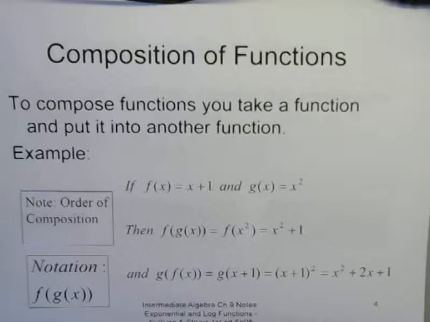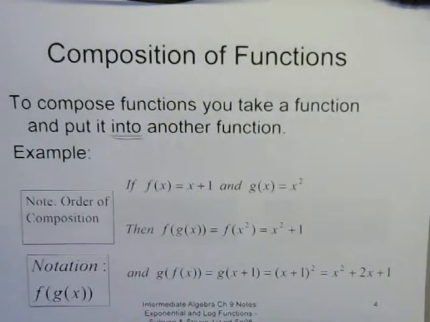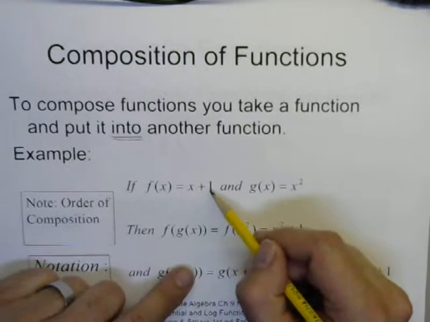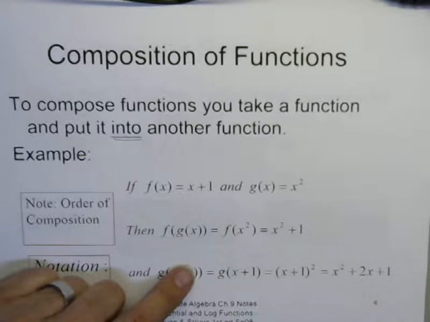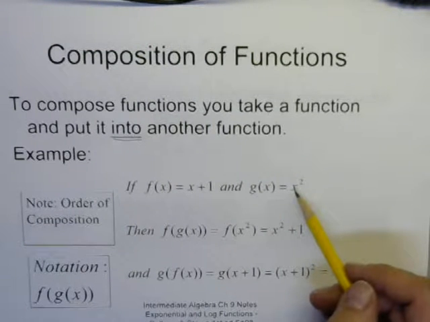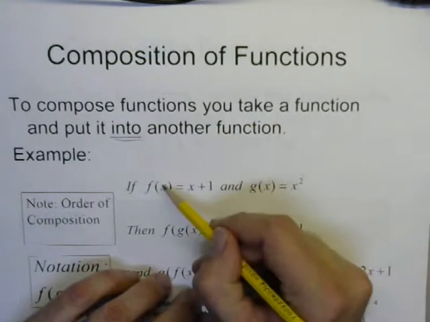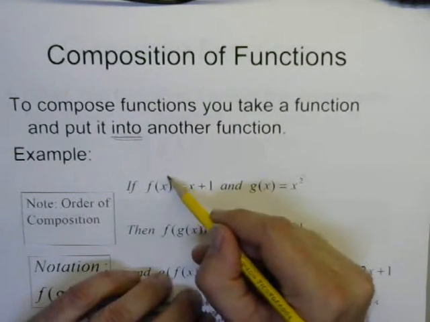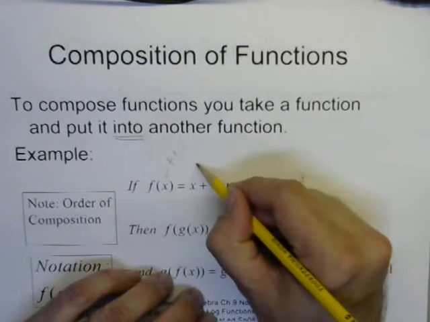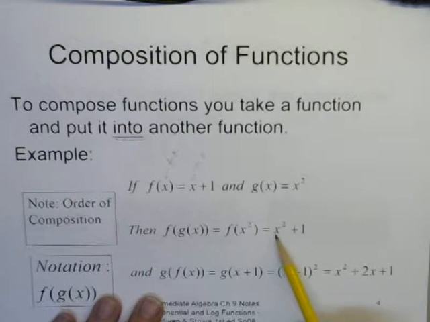To compose functions, you take a function and put it inside or into another function, just like I was talking about. So let's say you have this function f of x is equal to x plus 1. Well, let's say you have another function g of x is equal to x squared. Again, what you can do is think of putting the x squared in for the x. Whatever I replace that with, I have to replace it with. So if I replace that x with an x squared, I get x squared plus 1.